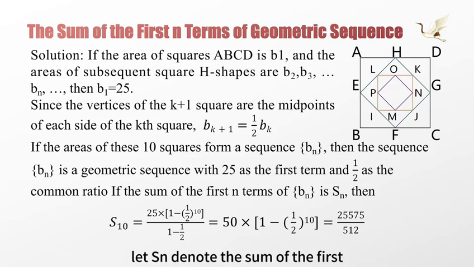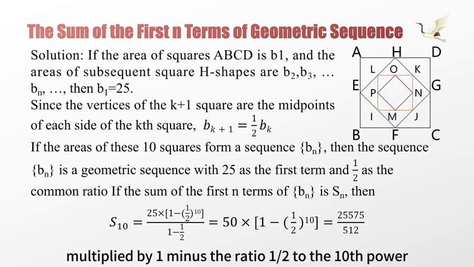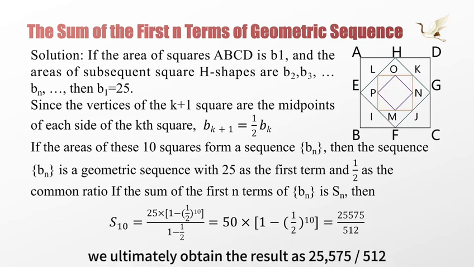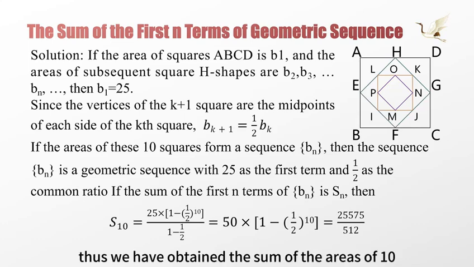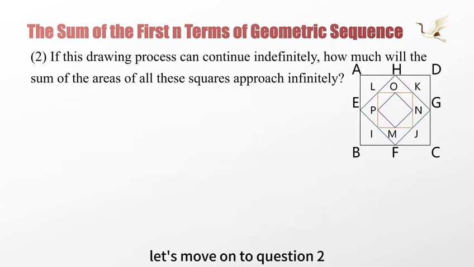Let Sn denote the sum of the first n terms of the sequence Bn. Then we can derive that Sn equals the first term 25 multiplied by 1 minus the ratio 1/2 to the 10th power, divided by 1 minus the ratio 1/2. By simplifying this expression, we ultimately obtain the result as 25,575 divided by 512. Thus, we have obtained the sum of the areas of 10 consecutive squares starting from the square ABCD. Let's move on to question 2.